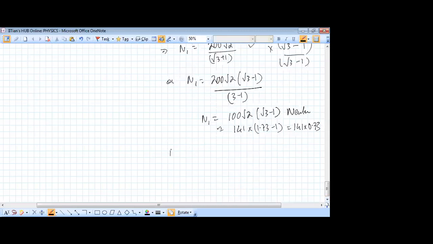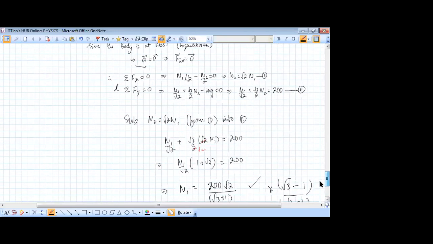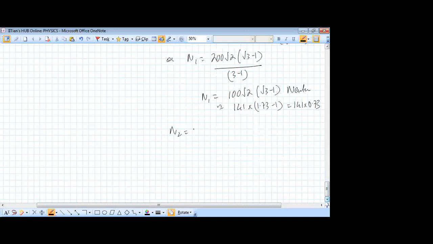And N2 is equal to how much now? N1 by root 2, wasn't it? Or N1 root 2. N1 root 2. Okay. So that will become 200 into root 3 minus 1. Or approximately 200.7.